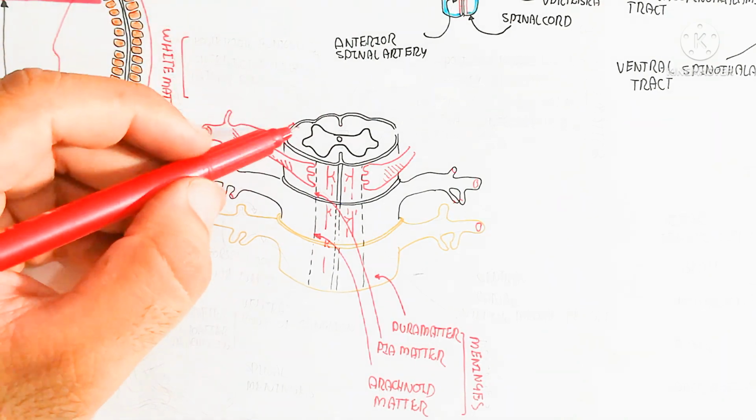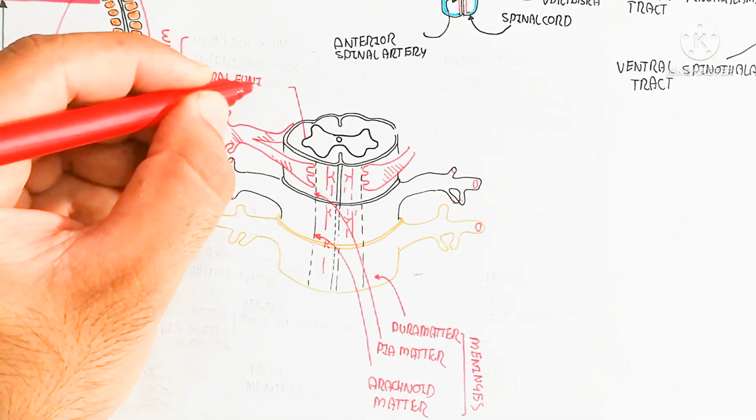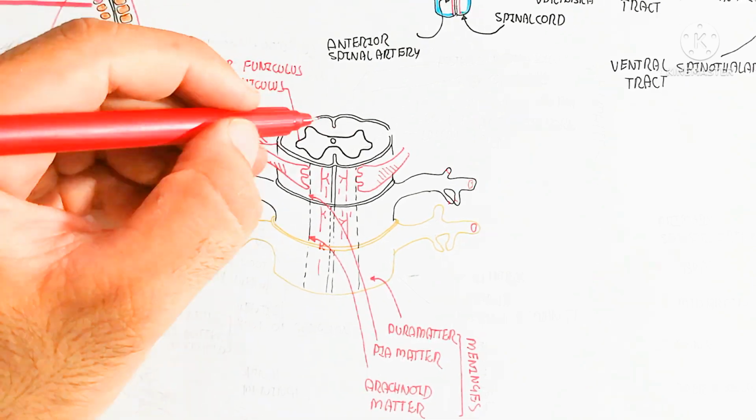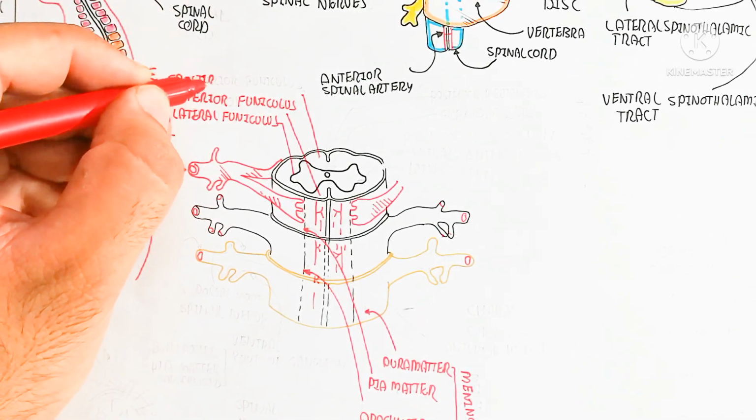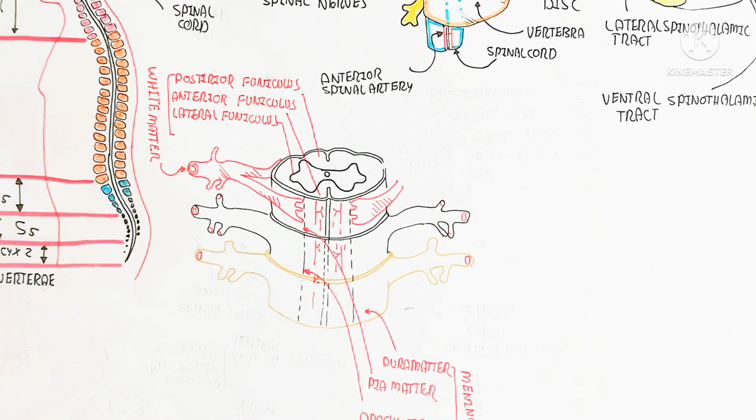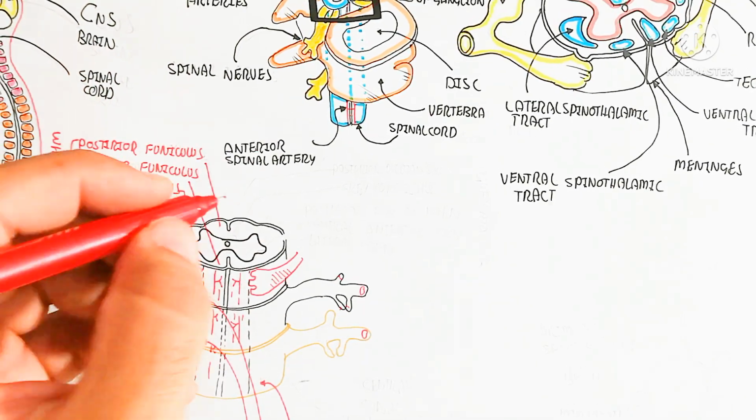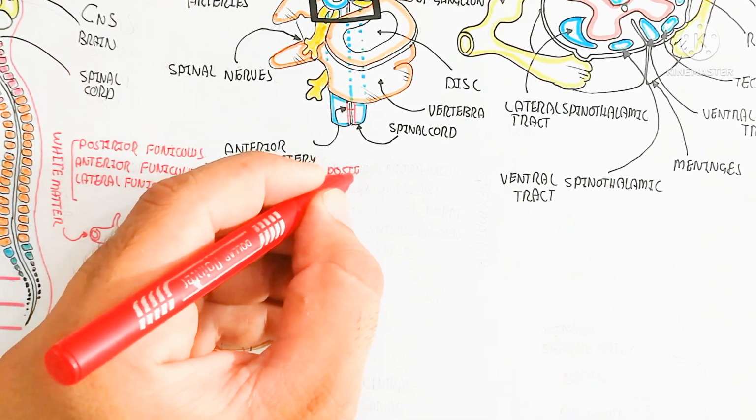Here the white matter contains the posterior funiculus, anterior funiculus, and lateral funiculus. And this is basically the anatomy of the white matter.